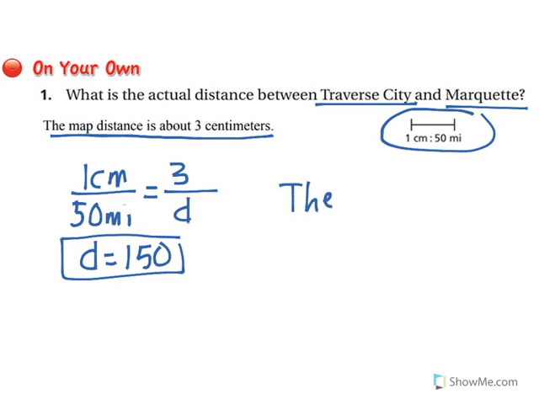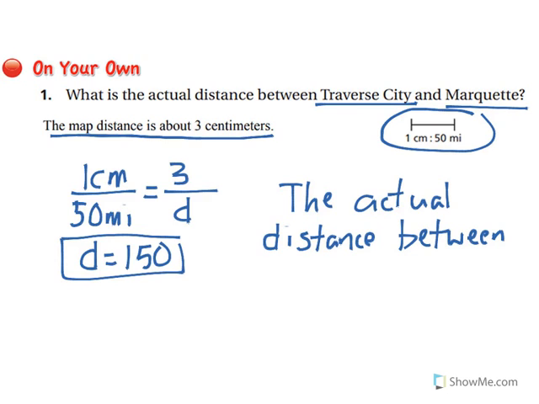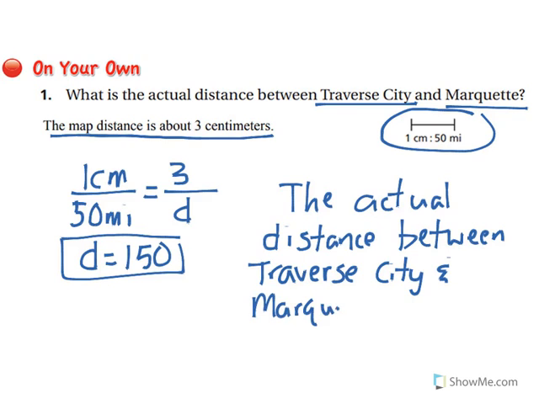So the actual distance between Traverse City and Marquette is 150 miles. All right, let's go ahead and move on.